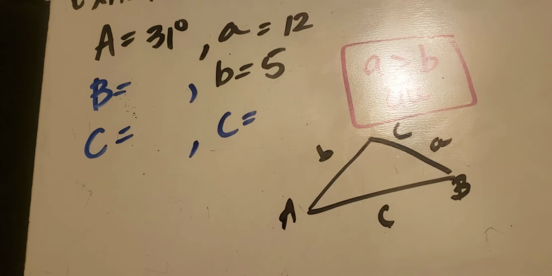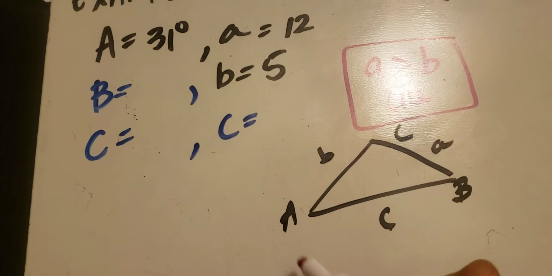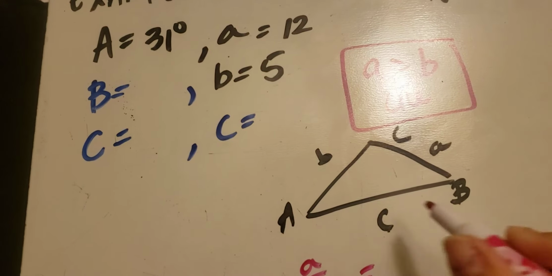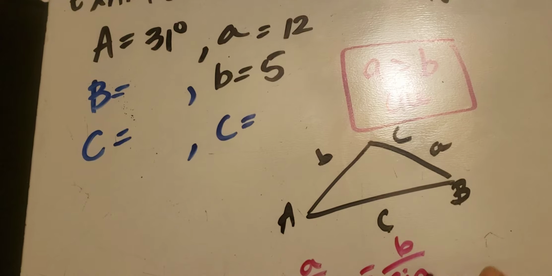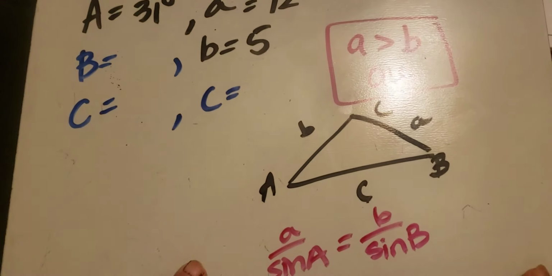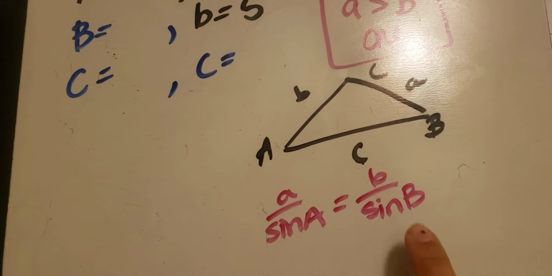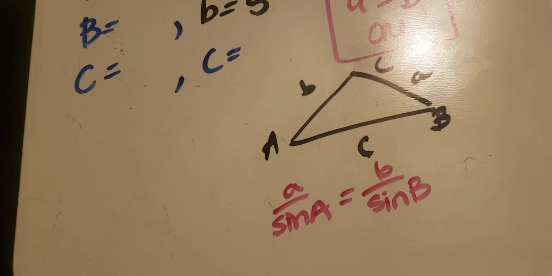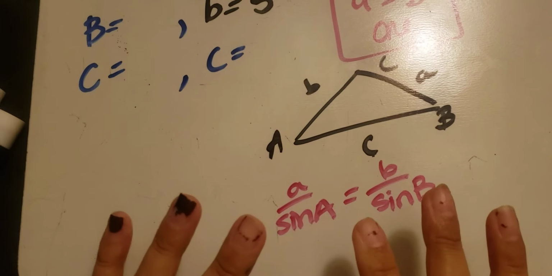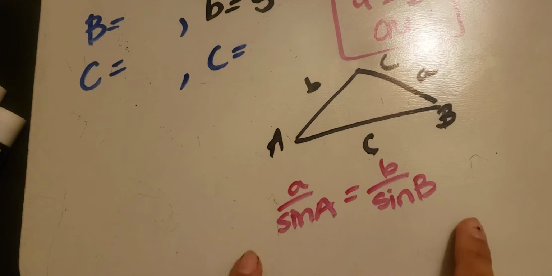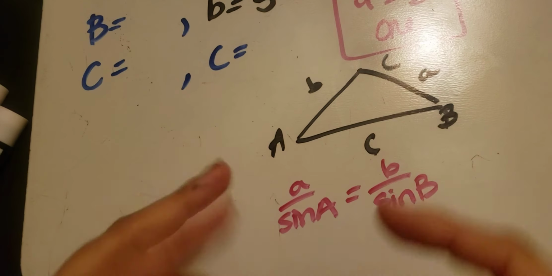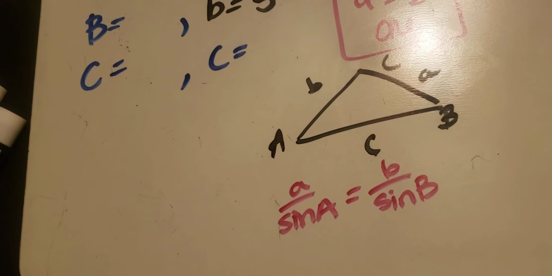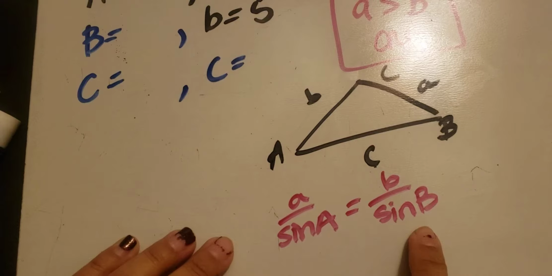Okay, so here's my setup. I'm going to write a over sine of A equals b over sine of B. But remember, my unknown here would be B, and B is on the bottom. One of the things that you should know with ratios and proportions is you can always flip them. I can always do the reciprocal, and the reciprocal works. I'm going to do the reciprocal because now I'm going to be solving for an angle and not a side.